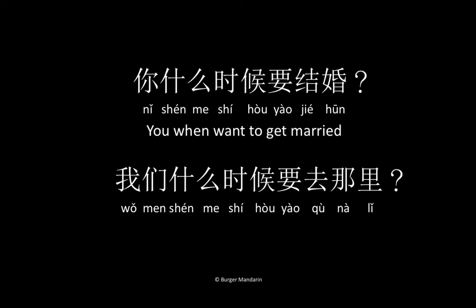Another example is 我们什么时候要去那里? 我们 means we. 什么时候 means when. 要 means have to. 去 means to go. 那里 means there. So 我们什么时候要去那里 means when do we have to go there?